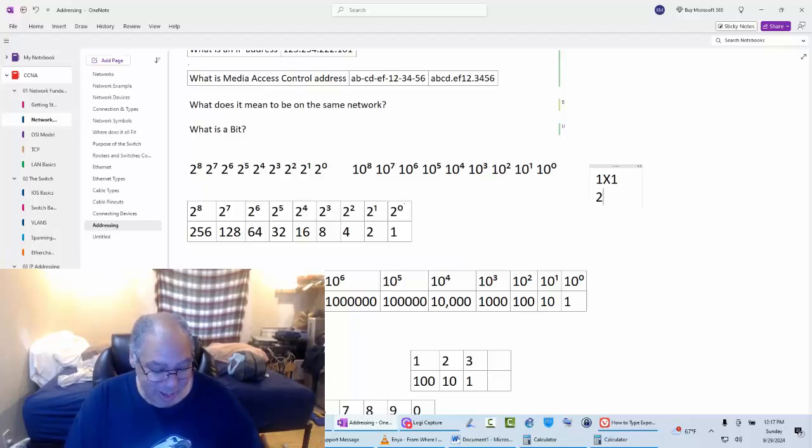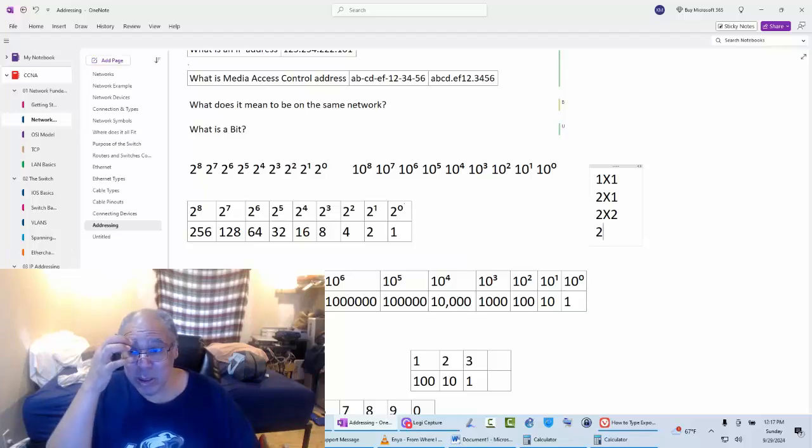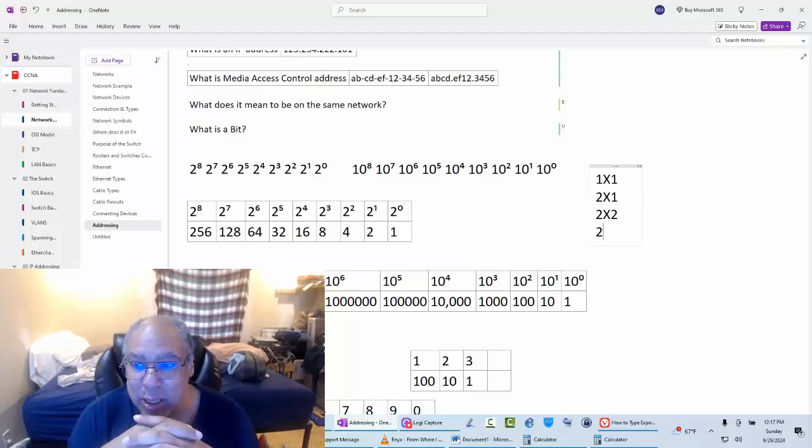See, I told you. I got to be careful. All right, 2 times 1, then 2 times 2, then 2. It can't be 2 times 3, is it? No, because 2 times 3 is 6. Do you see? That's why the power of is the best way to do this.